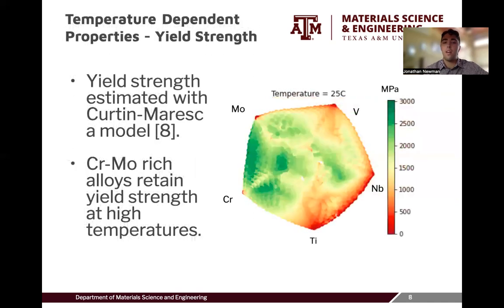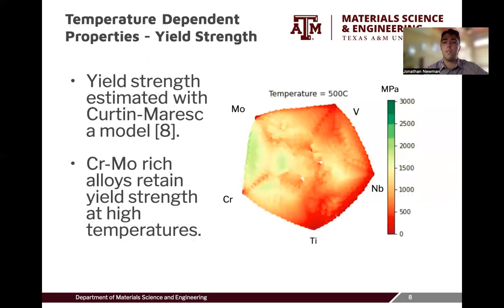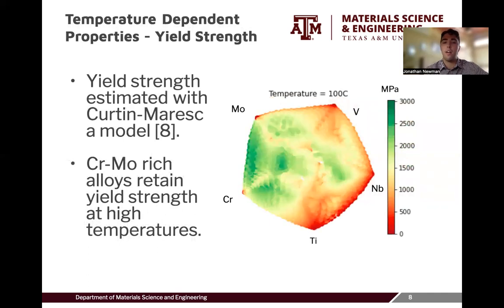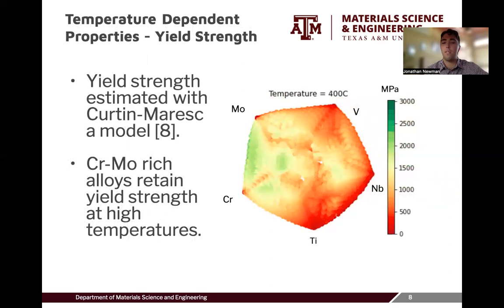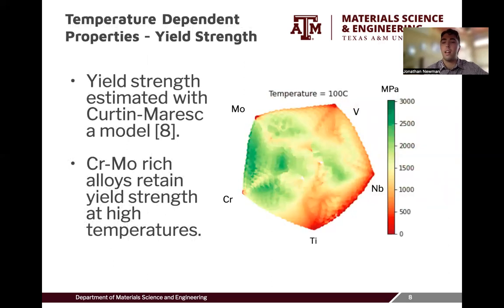Here we have a t-SNE projection of the estimated yield strength as predicted by the Curtin-Maresca model for temperature-dependent yield strength. This is a dimensionality reduction technique similar to UMAP. However, as we will see, t-SNE does not preserve local and global structure in the data as well as UMAP.